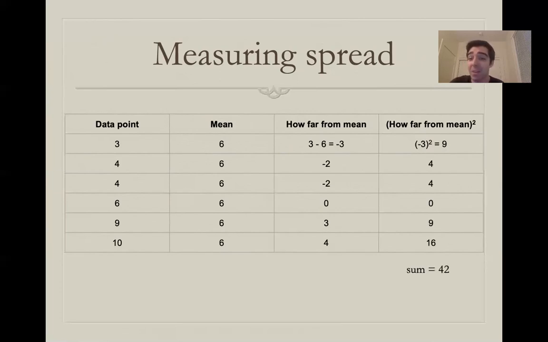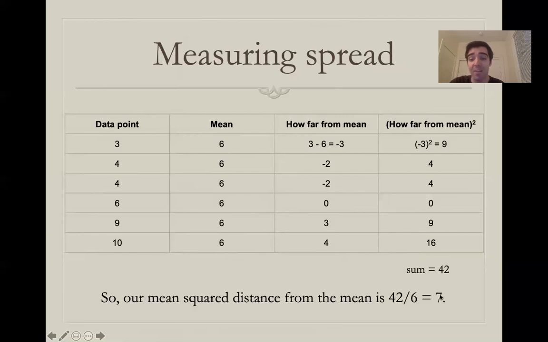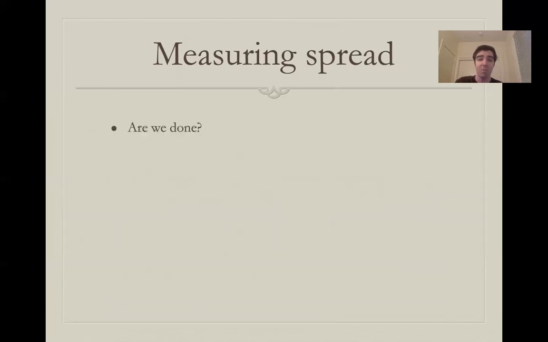If I add all these up, that's 42. And then if I divide by 6, which was the number I had, that means that the average of all these squared distances is 7. Remember, if I took the average of all of these, I got 0. But once I square each of them and add them up and divide by how many I had, the average of these squared distances is 7. This is another measure of spread. It's called the variance. So variance is basically the average of these numbers here. Add them all up and divide by how many you have. There's one more step.